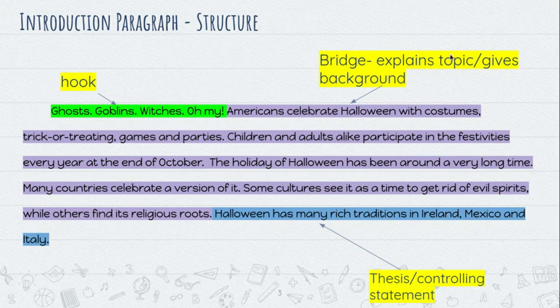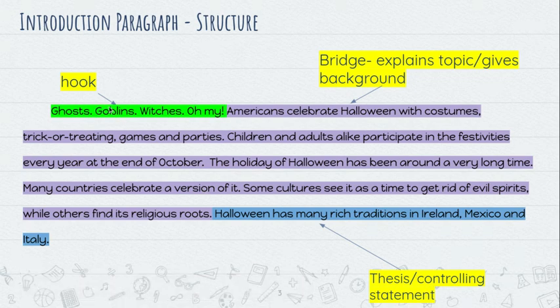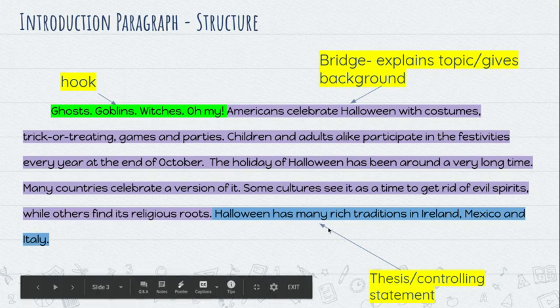Then after the hook is a bridge, explains topic and gives background. If you notice, all I do here is just talk about Halloween. Sometimes I say pretend like the person you're talking to has no idea about your topic. They've lived under a rock until now and they don't know what Halloween is. So this is the time to give them that background knowledge before they read the rest. And then your thesis statement, which should be easy because that should already be written for you. So basically, you need to be able to come up with a hook and a bridge because the thesis you're just going to put in there.